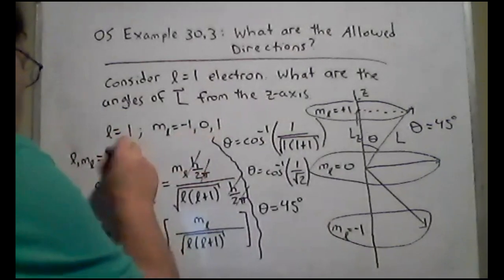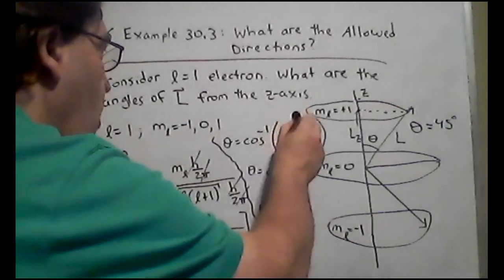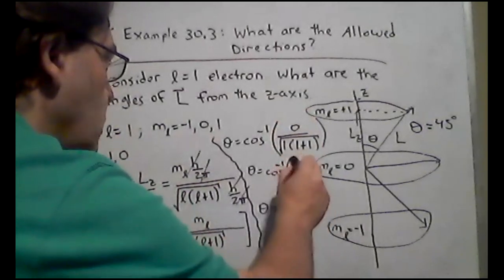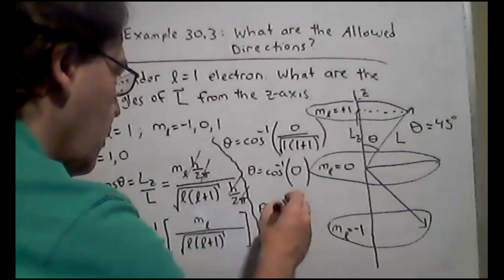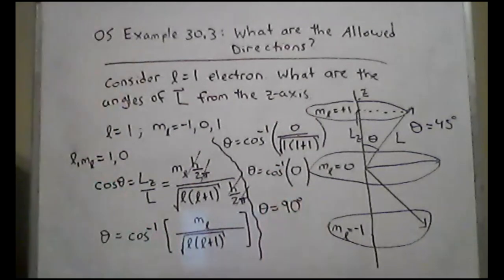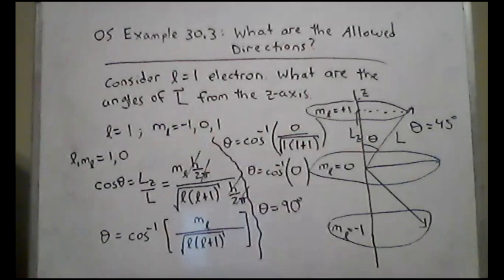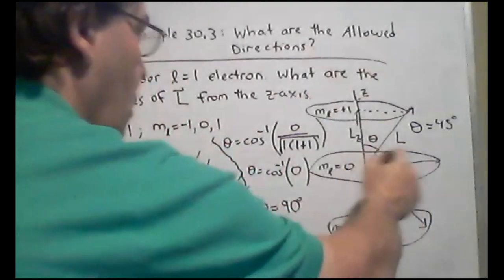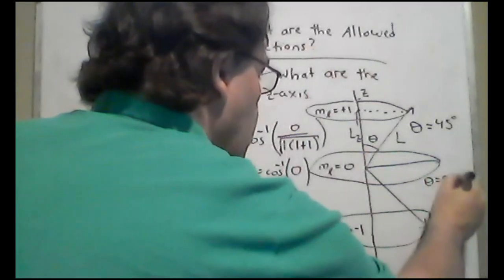So L, m sub L is now going to be 1, 0. Means everywhere you see m sub L, you put 0, and L is going to continue to be 1. So again, over here, this becomes 0, and this all becomes 0. 0 divided by anything is 0. Inverse cosine of 0, 90 degrees. That is another allowed direction of the orbital angular momentum. 90 degrees. That would be this one here. B, the z-axis, and the orbital angular momentum L form a 90-degree angle here. Okay, this one here, theta is 90 degrees.